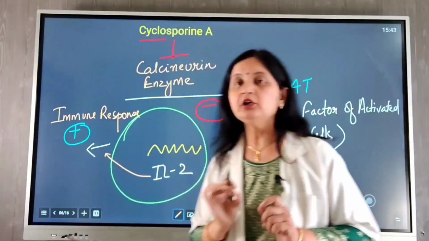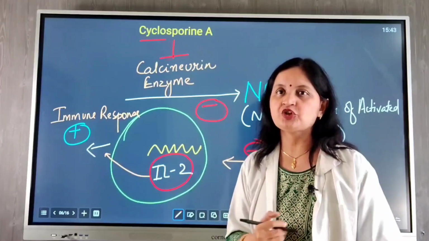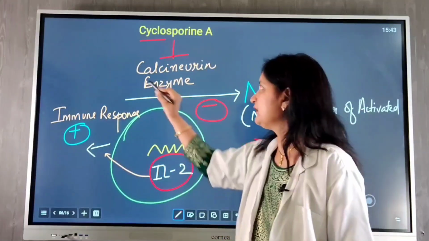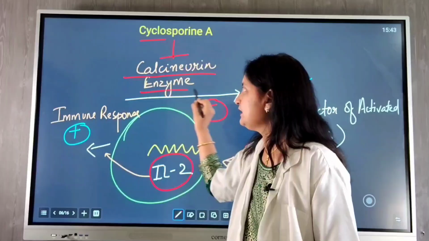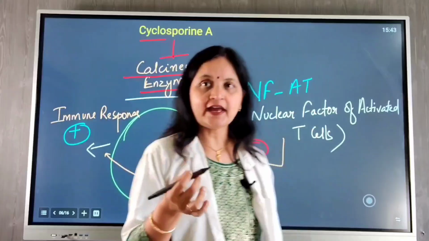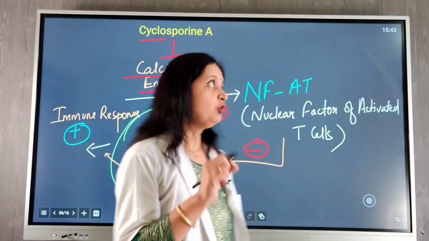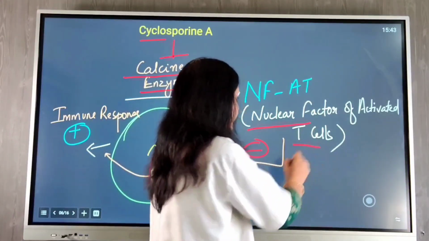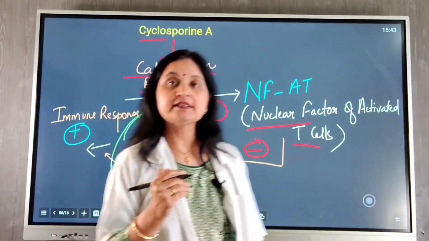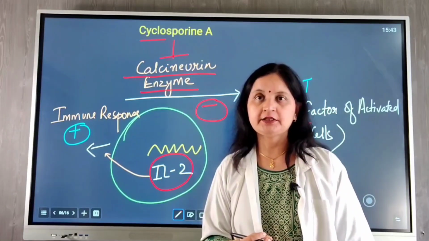As we know that interleukin-2 is responsible for the proliferation and stimulation of the lymphocytes, multiplication of the lymphocytes. So cyclosporin is known to inhibit an enzyme, and the enzyme is calcineurin enzyme. So calcineurin enzyme is inhibited. Now this enzyme is responsible for the formation of a nuclear factor that causes transcription and formation of interleukin-2. So the nuclear factor of activated T cells is reduced, so there is inhibition of the synthesis of nuclear factor, and this inhibits the transcription of interleukin-2, which is responsible for T cell proliferation and multiplication.